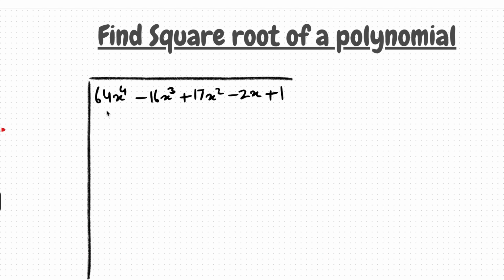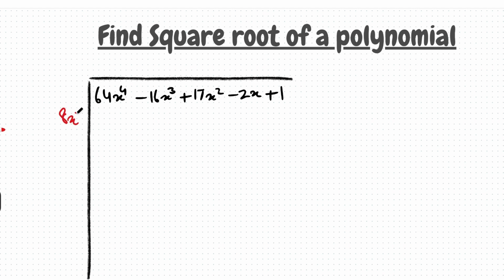Before proceeding to find the square root of a polynomial, we need to ensure that the degree of the variables are in ascending or descending order. So here it's in the descending order. So 64x to the power 4 is the first variable in this polynomial. So the square root of 64x to the power 4 would be 8x square.